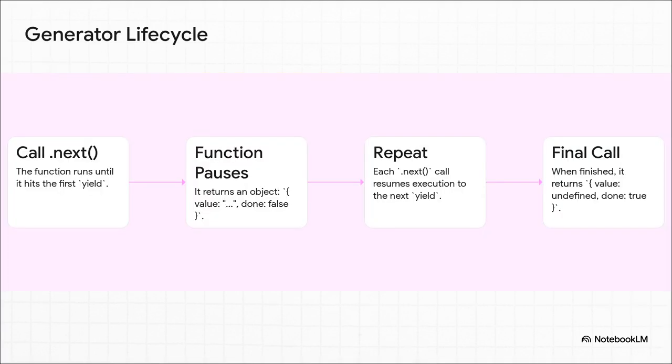And this is how you control it. You keep calling this .next method on the generator. The first time you call it, the function starts running until it hits that first yield. Then boom, it pauses. And what it gives you back is this little object. It has the value, banana in this case, and this done property, which is false because, well, we're not done yet. We have more yields to get to.